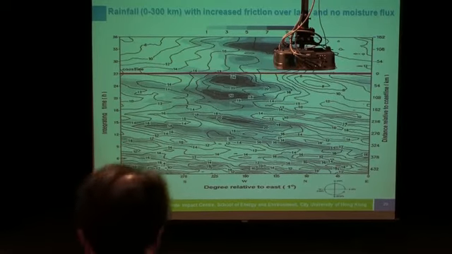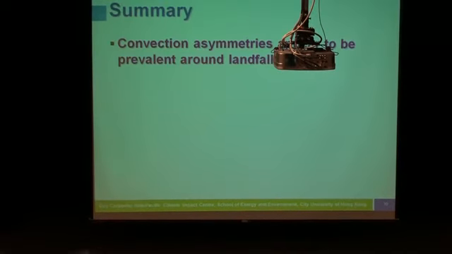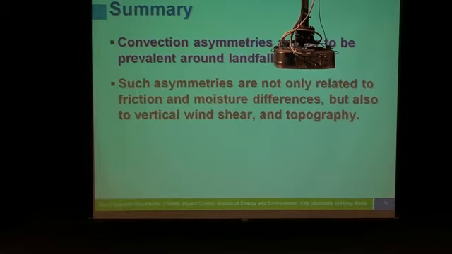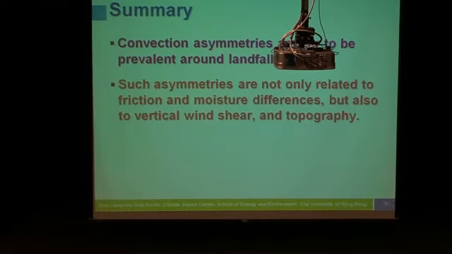So I'll summarize here. There is a very strong convection asymmetry prevalent, but it's not only related to friction and moisture differences, but also the vertical shear and topography. So I'll stop here. There is actually a flow chart, but I won't go into that. Thank you very much.